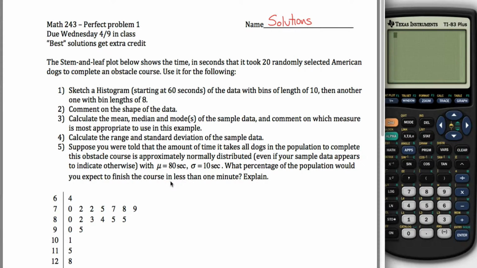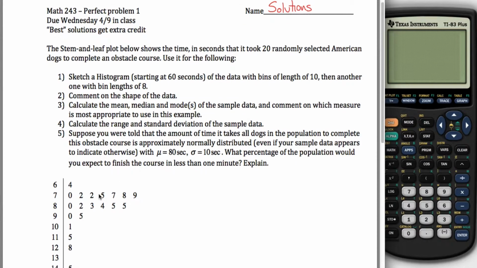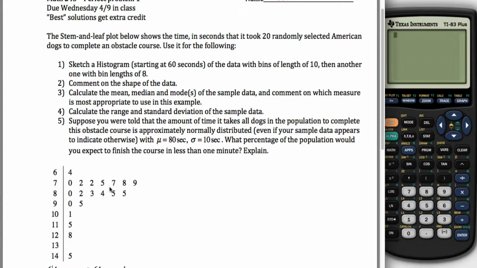For perfect problem 1 for Math 243, we're asked to do a bunch of stuff, kind of the same stuff you'll be asked to do on this week's quiz, for some data. Although in this specific problem I don't tell you the data, I give you a stem and leaf plot down here, which has all the data in it. The stem and leaf plot is the time that it took dogs to finish an obstacle course, whatever.